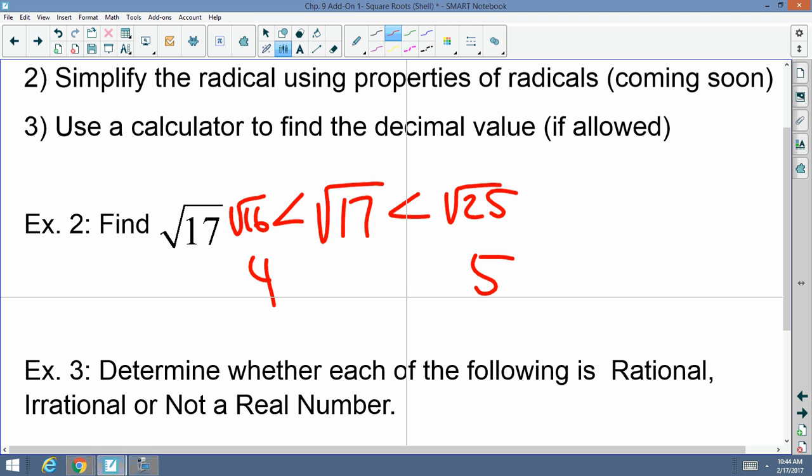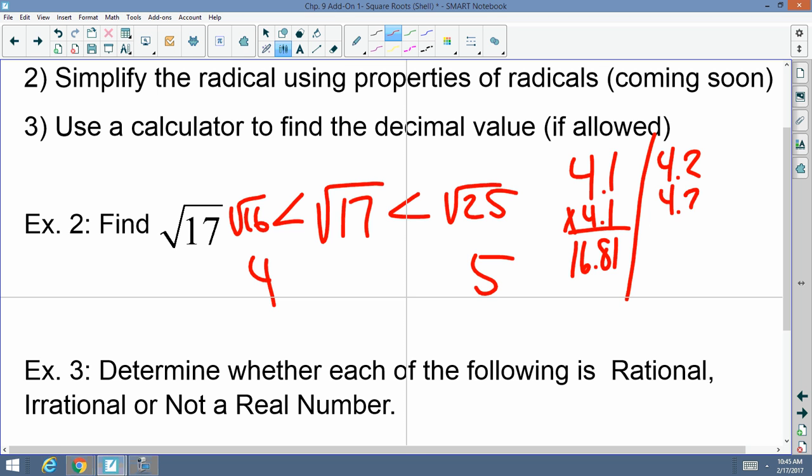So would that logically tell you guys, okay, this answer is going to be closer to the 4 than it is going to be to the 5? Does that make sense? So now we just guess and check, guys. And yes, I'm using a calculator just for speed. But you go 4.1 times 4.1. That's going to give you 16.81. Pretty close. But let's see if 4.2 is closer. 4.2 times 4.2.